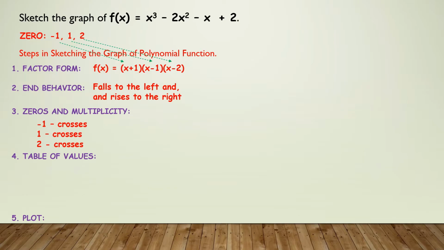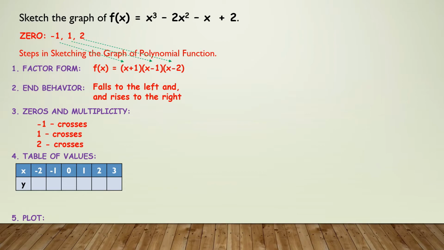Step 4 is to make a table of values. So we will have a table of values for x and y. We're going to assign the values of x, but make sure that you have all the zeros in your values of x. Then after that, we're going to solve for the values of y using the relationship of x and y. Since negative 1, 1, and 2 are all zeros of your polynomial function, automatically the value of y for those values of x are all 0.